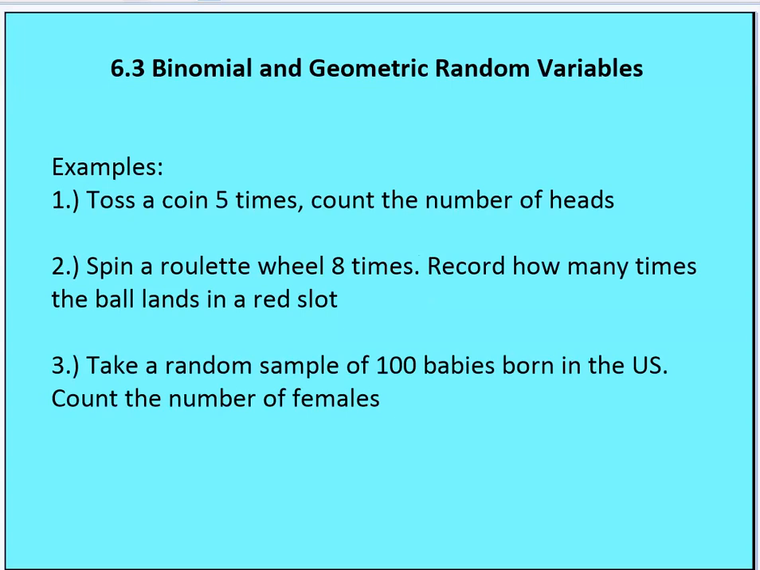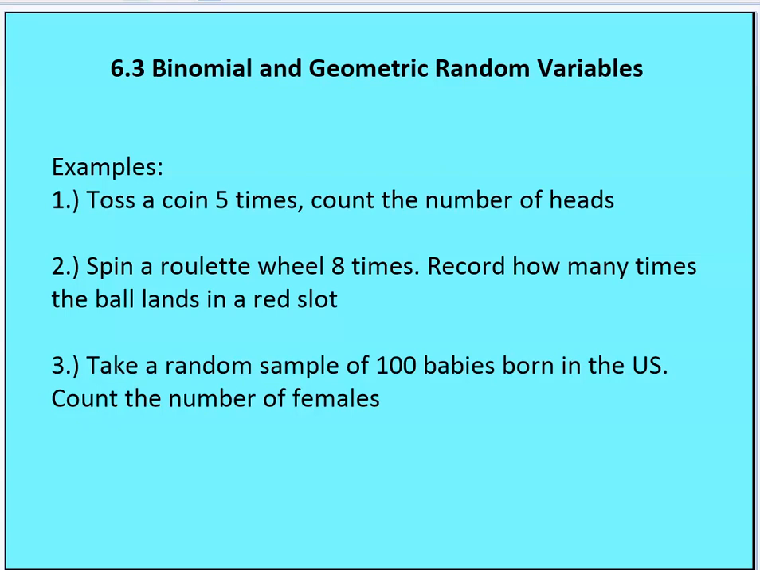So here are some examples. I toss a coin 5 times, and I count the number of heads. I know N is 5, probability is the same, 0.5 for each. Spin a roulette wheel 8 times, record how many times the ball lands in the red slot. I don't know what the probability is. I think it's 50-50. 8 is the number of trials.